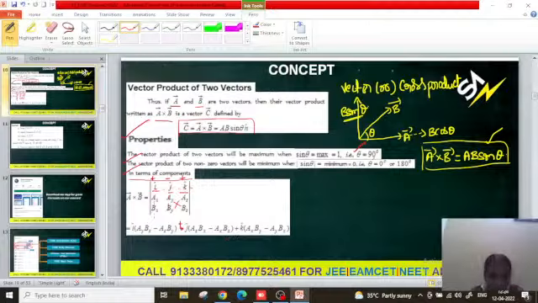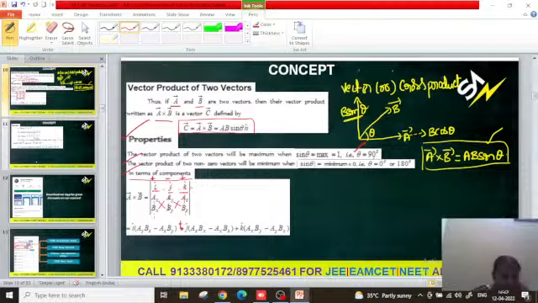Now the component of k. Now for this you need to take the cross multiplication and the difference between them: Ax By minus Ay Bx. So in terms of components, A bar cross B bar will be this determinant value. This way we need to find the cross product of the two vectors.